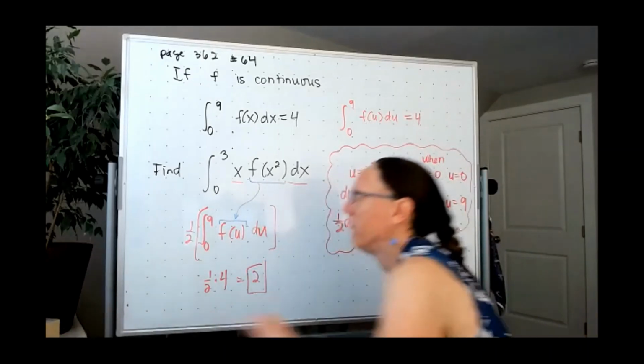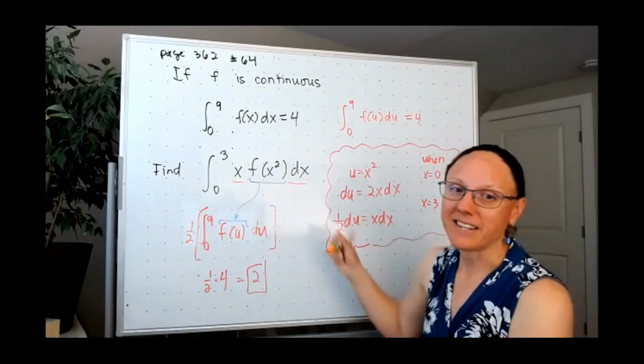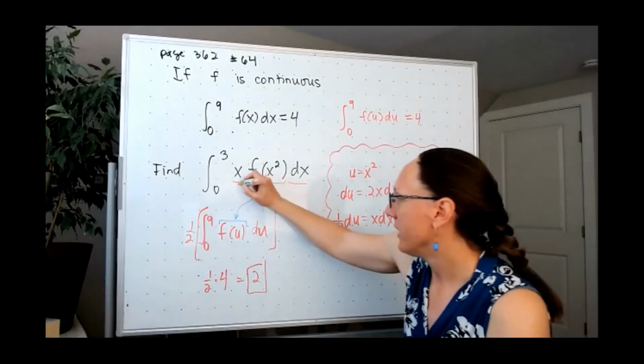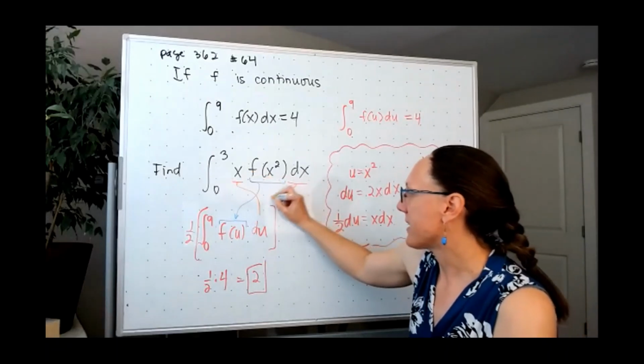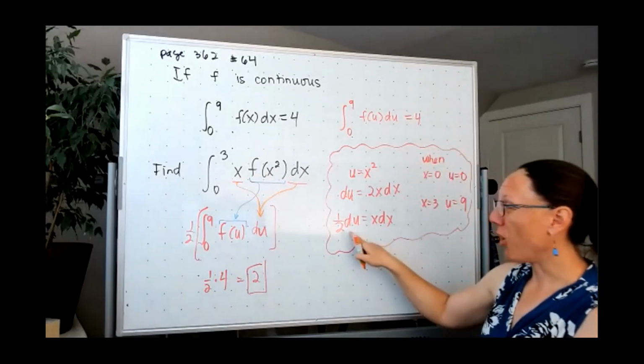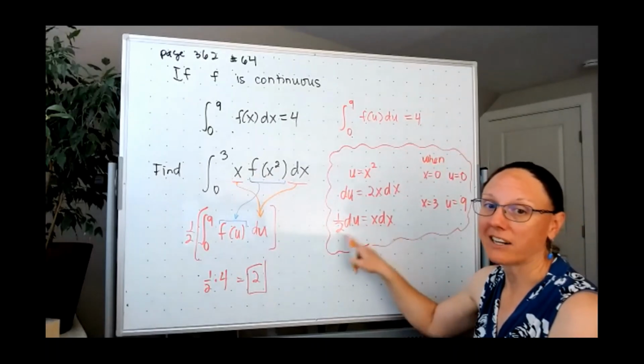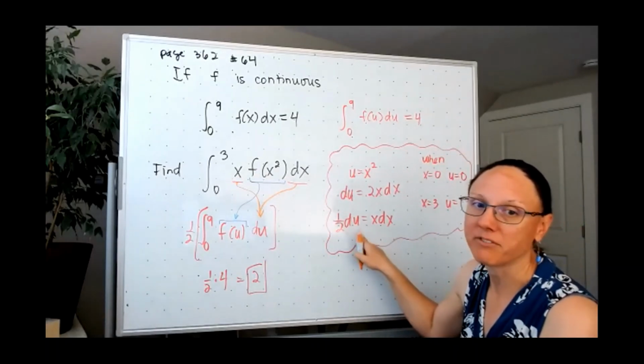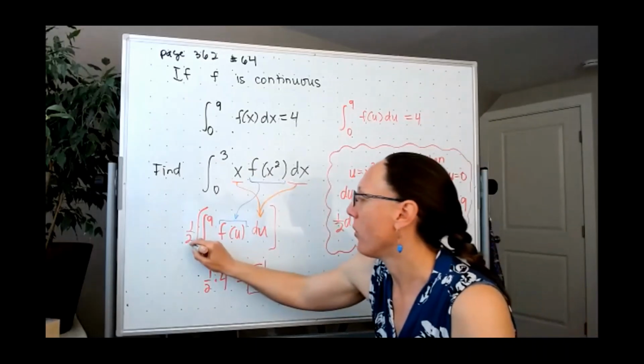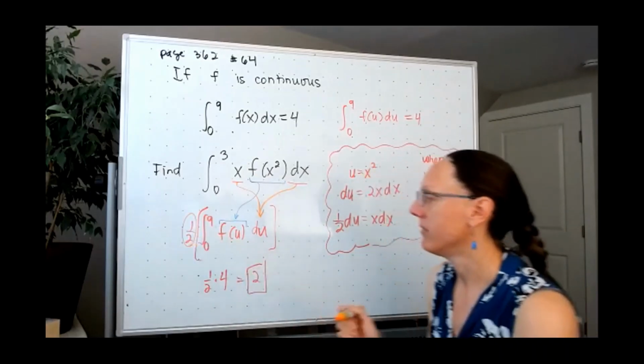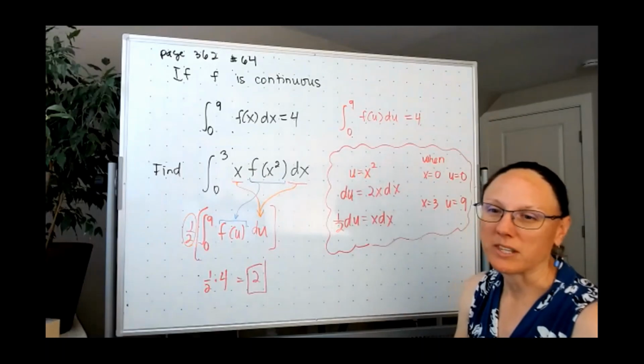At the same time, the x and the dx come together and they're almost equal to du, but they're actually equal to 1/2 du. And I stuck my 1/2 out in front. But that's what's happening with the different pieces.